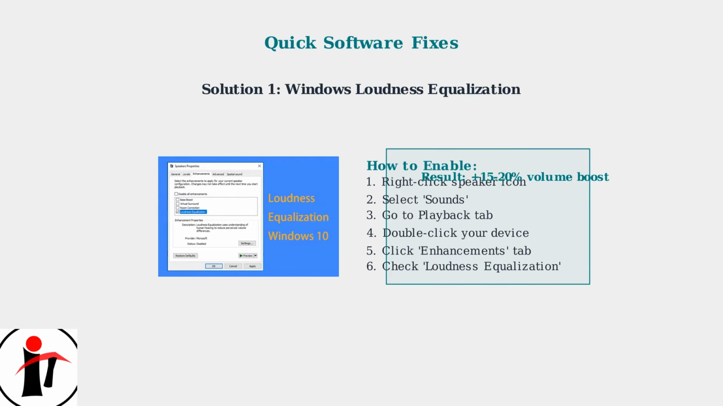The first and most effective is Windows Loudness Equalization, which can increase perceived volume by 15 to 20% by optimizing audio levels based on human hearing characteristics.